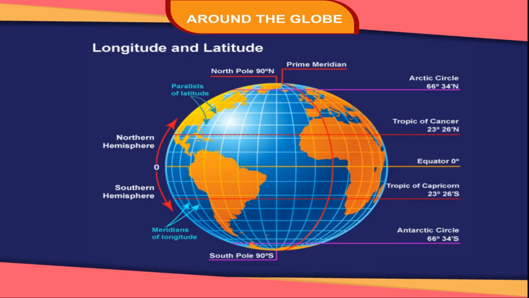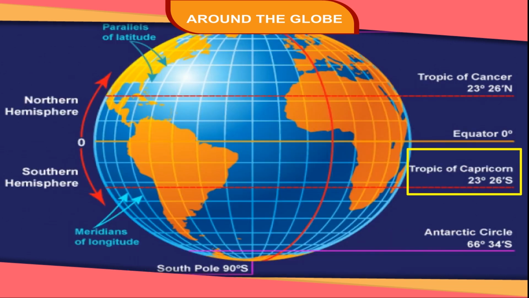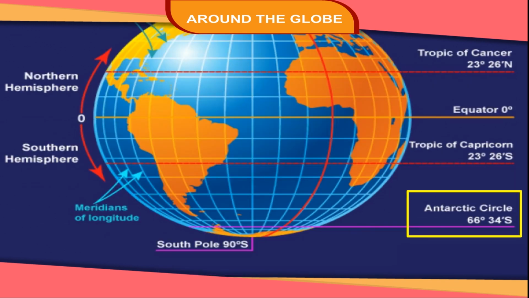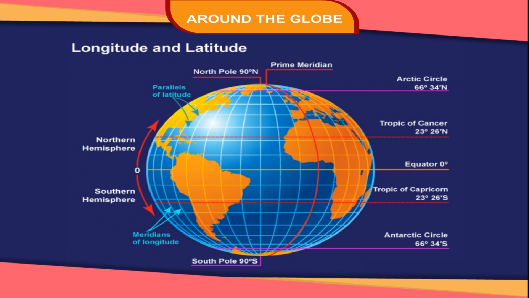They are as follows. 1. The Tropic of Cancer is at 23.5 degrees north. 2. The Tropic of Capricorn is at 23.5 degrees south. 3. The Arctic Circle is at 66.5 degrees north. 4. The Antarctic Circle is at 66.5 degrees south. The special parallels divide the Earth from north to south into various heat zones. You will learn about them in Lesson 3.